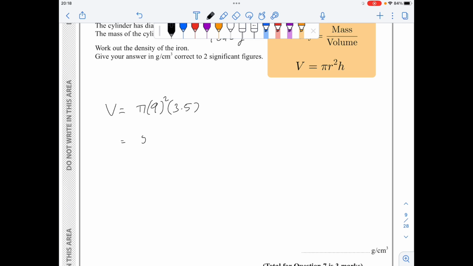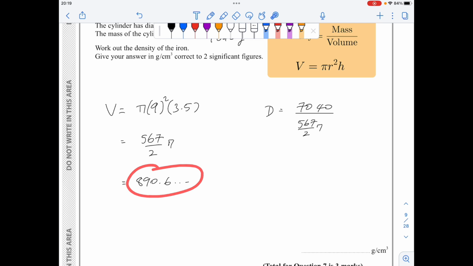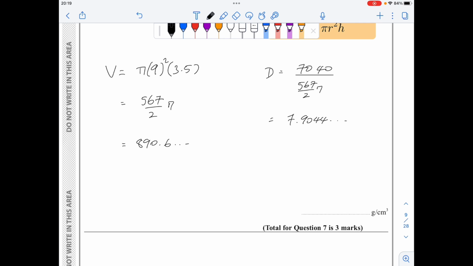So the volume of the cylinder is pi times 9 squared times 3.5. This will give you 567 over 2 pi. Now, as a decimal, that's about 890.6 and so on. Hence, the density is equal to 7,040 over 567 over 2 pi. Now, you can use this one, but with full accuracy. So put this on the calculator, you'll get 7.9044 and so on. Correct to two significant figures, this is 7.9 grams per cubic centimeter.